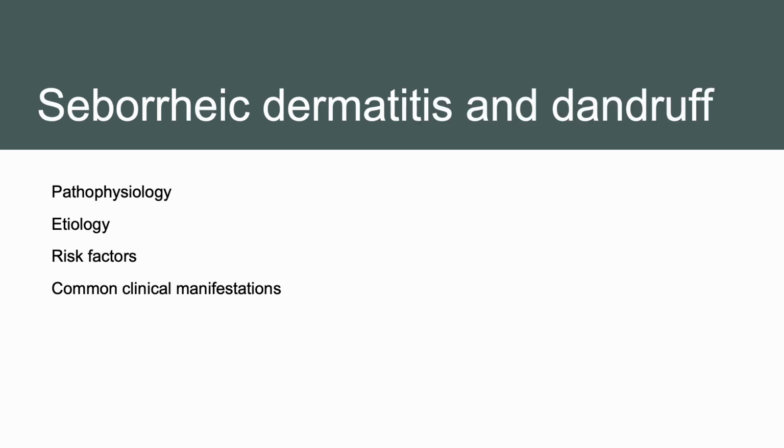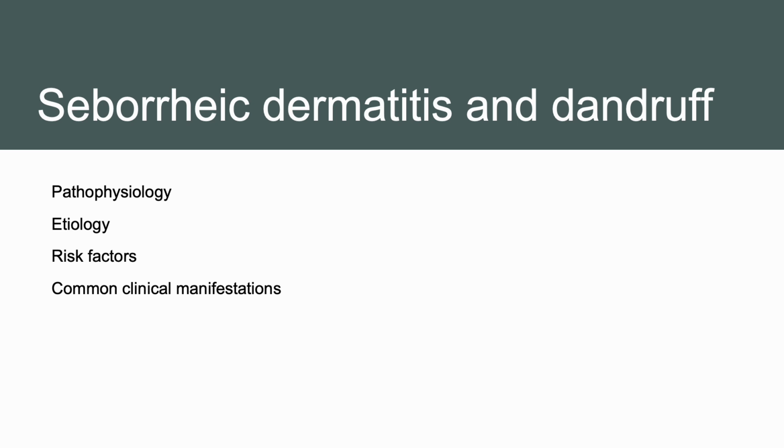Seborrheic dermatitis and dandruff: a chronic inflammatory skin disorder affecting areas with high sebaceous gland activity. Overgrowth of Malassezia yeast is implicated, as well as genetic and environmental factors. Other risk factors include family history, neurological and psychiatric conditions such as Parkinson's disease, and HIV is associated with worse seborrheic dermatitis.